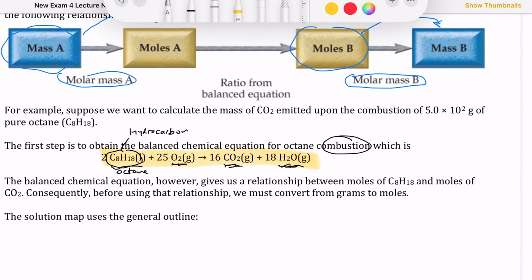And then this is the question they want to know, which is they ask you to calculate the mass of CO2 that you emit when you combust 5 times 10 to the second grams of pure octane. That's 500 grams if you want to make it easier to understand. 500 grams of pure octane generates CO2. How much CO2 is being emitted?